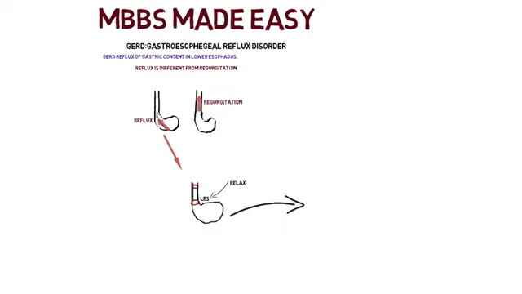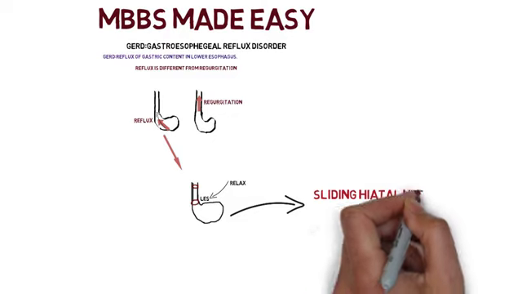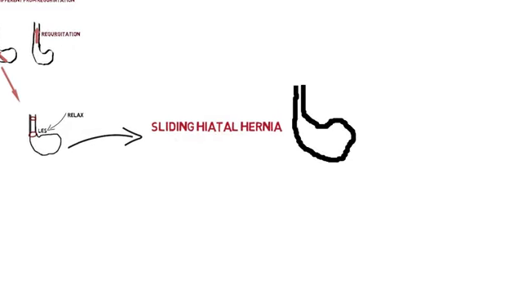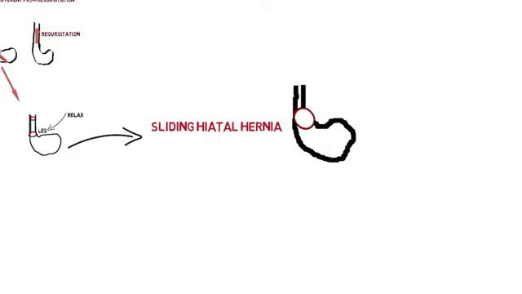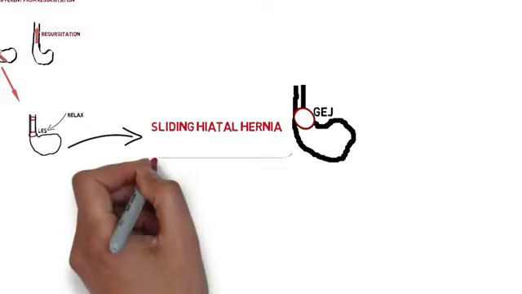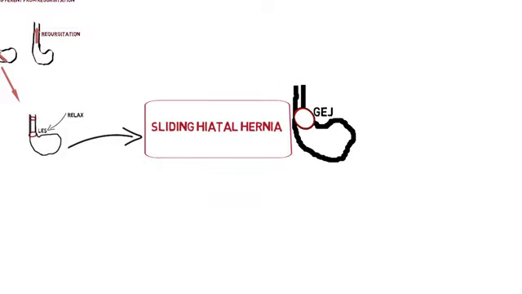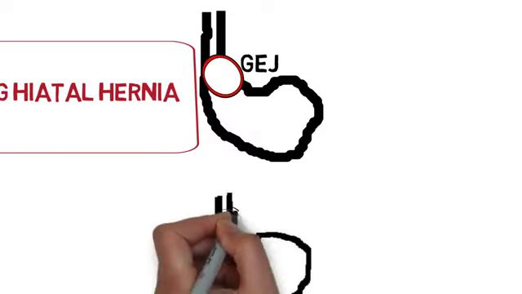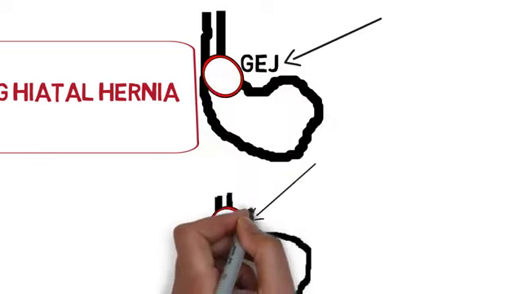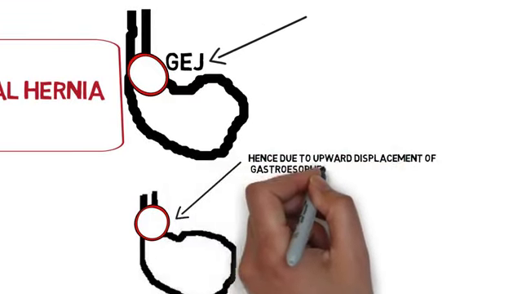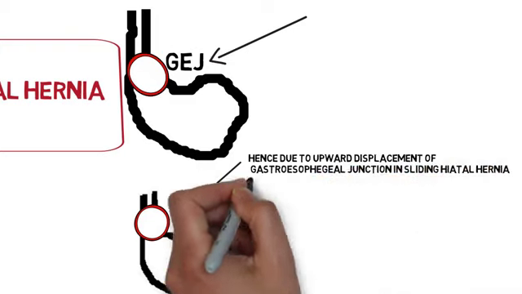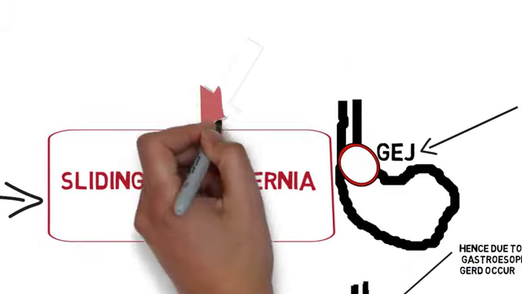Now let's discuss the risk factors. Number one risk factor is sliding hiatal hernia. What happens in sliding hiatal hernia? See, this is the normal gastroesophageal junction, which is a junction between the esophagus and stomach. In sliding hiatal hernia, this gastroesophageal junction moves slightly up. Now let's compare. In this diagram, the gastroesophageal junction is down, but in this diagram, the gastroesophageal junction is up. Hence, due to the upward displacement of the gastroesophageal junction in sliding hiatal hernia, GERD occurs.